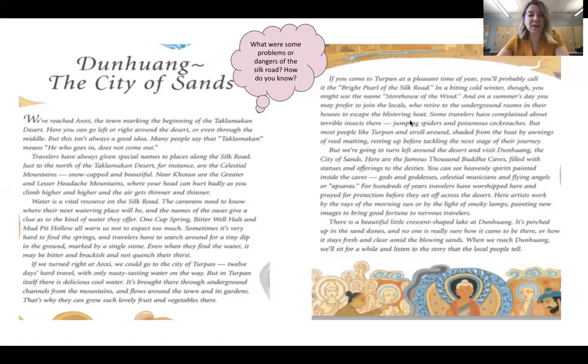I know that some details that I have found is this sentence right here. Water is a vital resource on the Silk Road. It also says here, in the biting cold winter, you might use the name Storehouse of the Wind for Turpan. And on a summer's day, you might have to go down underground because the heat is blistering. And you also have to watch out for poisonous cockroaches.